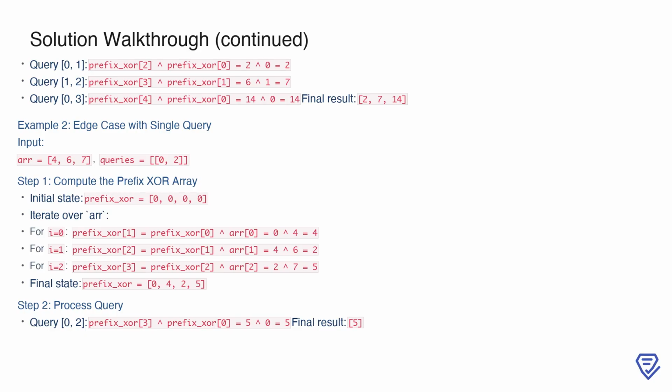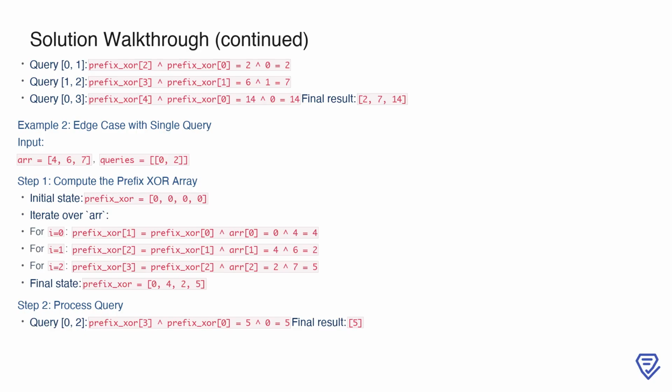This means the final results for these queries are 2, 7, 14. Now, let's consider a second example that involves an edge case. Here, the input array is 4, 6, 7, and the queries contain just one entry, 0, 2.